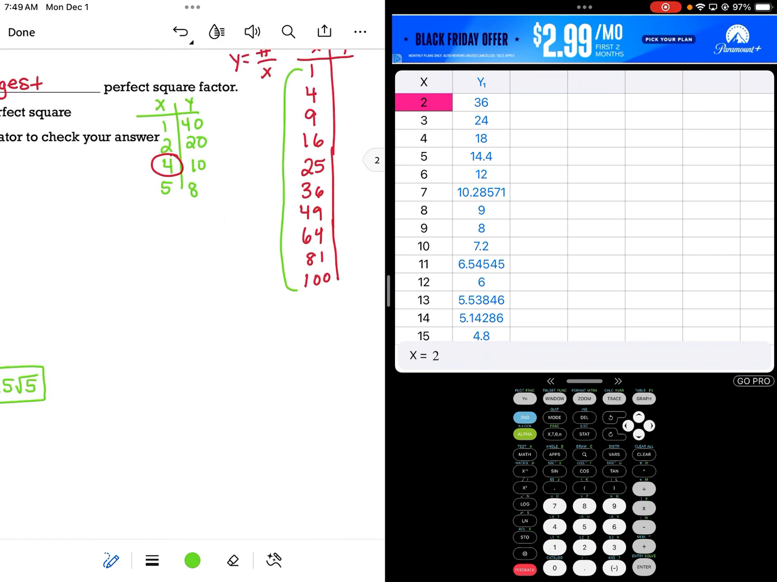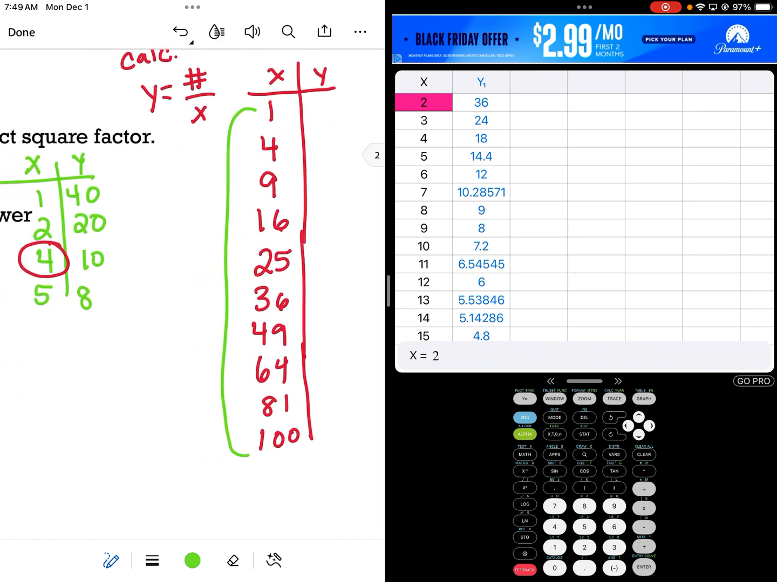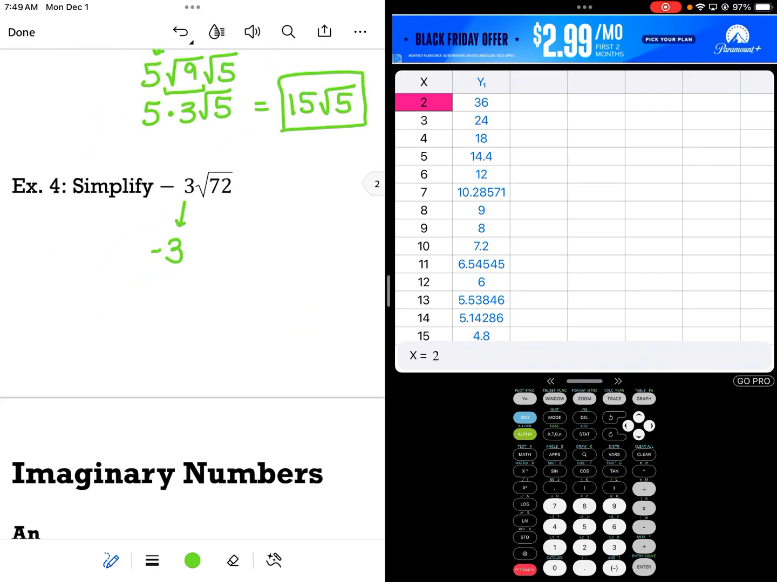Remember this list over here? What numbers we're looking for? Which one's on that list? 36, yeah. So it could be on the right side. All the other ones have been on the left side, but it could be on the right side. So 36 times 2. So that's what we're writing. Square root of 36 times square root of 2.